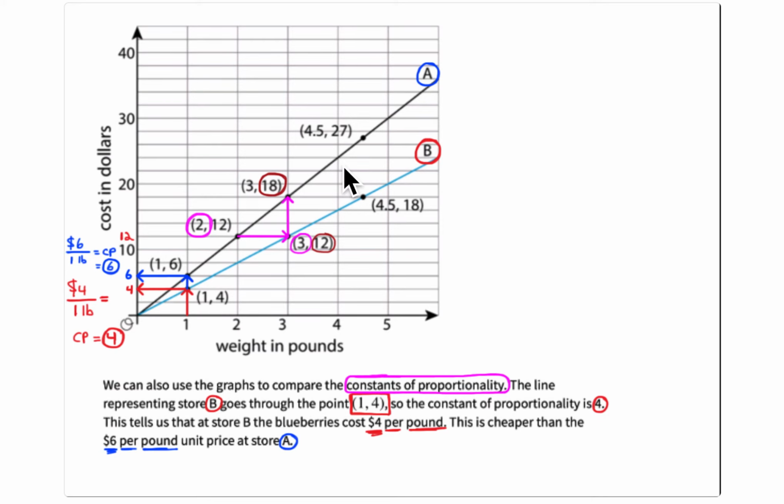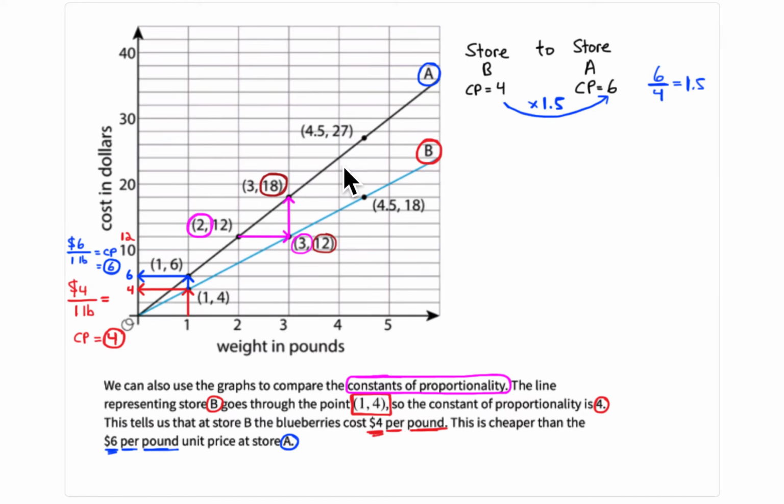And so if you look at these comparisons, you're always going to get a factor of 1.5. So at store B, the constant of proportionality is 4. It's right here. At store A, the constant of proportionality is 6. So 6 is 1.5 times 4. So it's 1.5 times greater. So it's this length right here. This is 1, and then half this length, which is this little length right here. You add that on. So this length is 1.5 times more than 1.